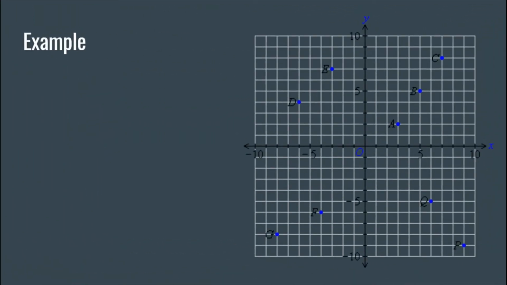Okay, so let's take a look at an example here. We're going to find the ordered pair for each of these letters. We'll go in alphabetical order as best as we can, starting with letter A. Remember, you're going in the x direction first, and then in the y direction. You always start from 0, 0, which is the exact center, and you go in the x direction. So A is over here to the right 3 spots, and from here you have to go up 2. So the coordinates for A are 3, 2.